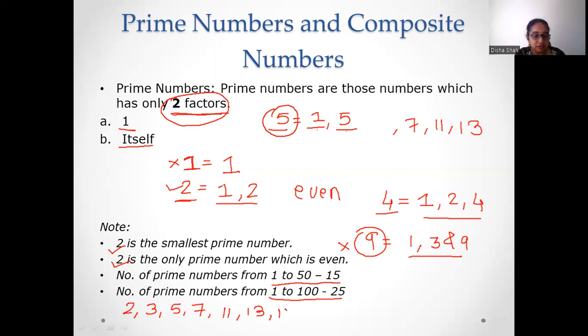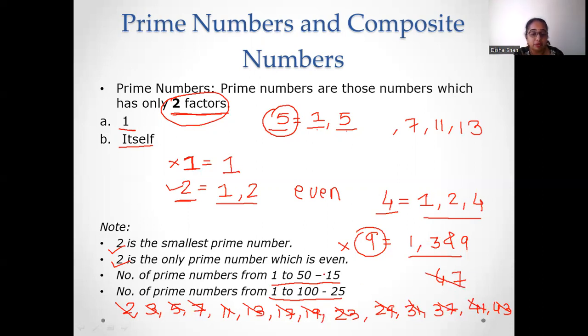Then 13, then 17, then 19, 23, 29, 31, 37, 41, 43. You can see how many prime numbers? 1, 2, 3, 4, 5, 6, 7, 10, 11, 12, 13, 14. You can see there are 15 prime numbers from 1 to 50. Similarly, if you write all the prime numbers from 1 to 100, there are 25 prime numbers. So इसको आप थोड़ा याद रखिए.